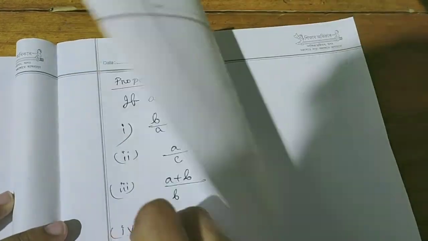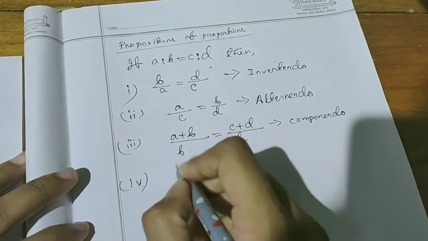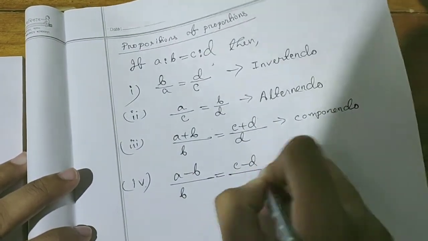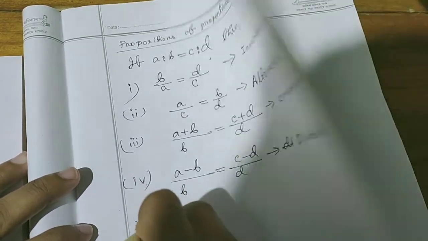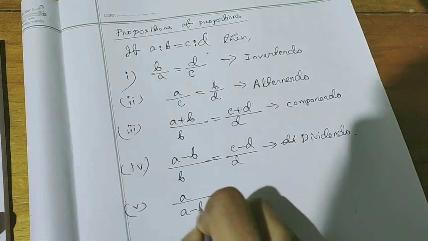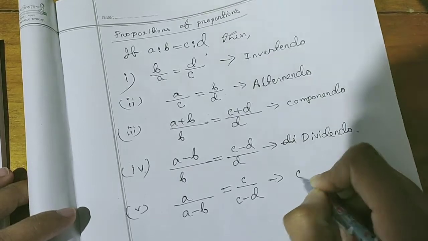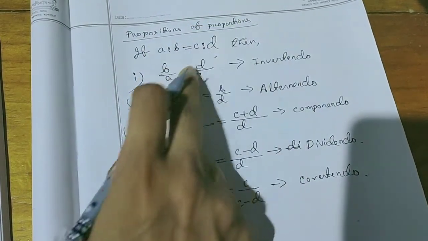Then number 4, again, if A is to B equal to C is to D, then according to dividendo, A minus B by B equals to C minus D by D. This is called dividendo. Then number 5 is A by A minus B equals to C by C minus D. This is called convertendo. Number 5. For all of these cases, this one will always happen.